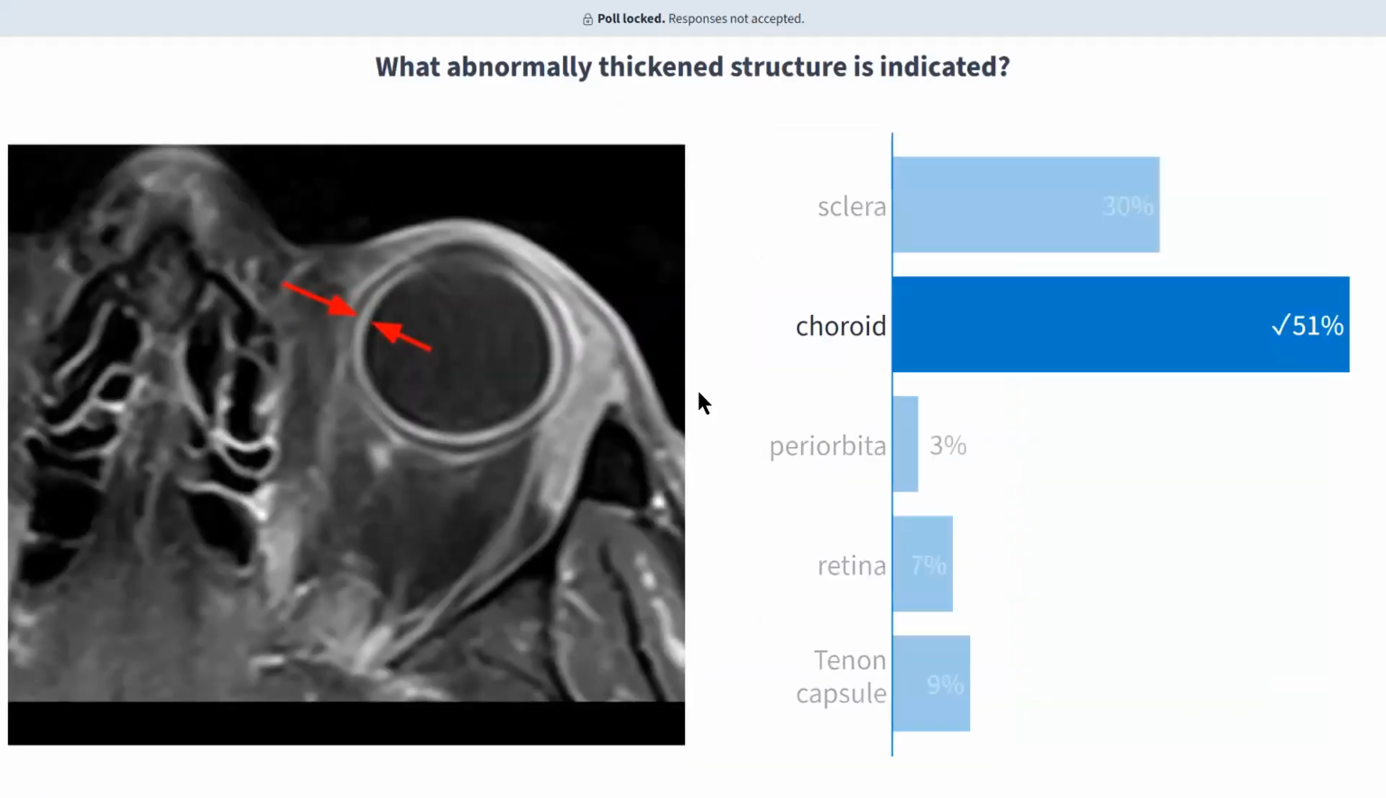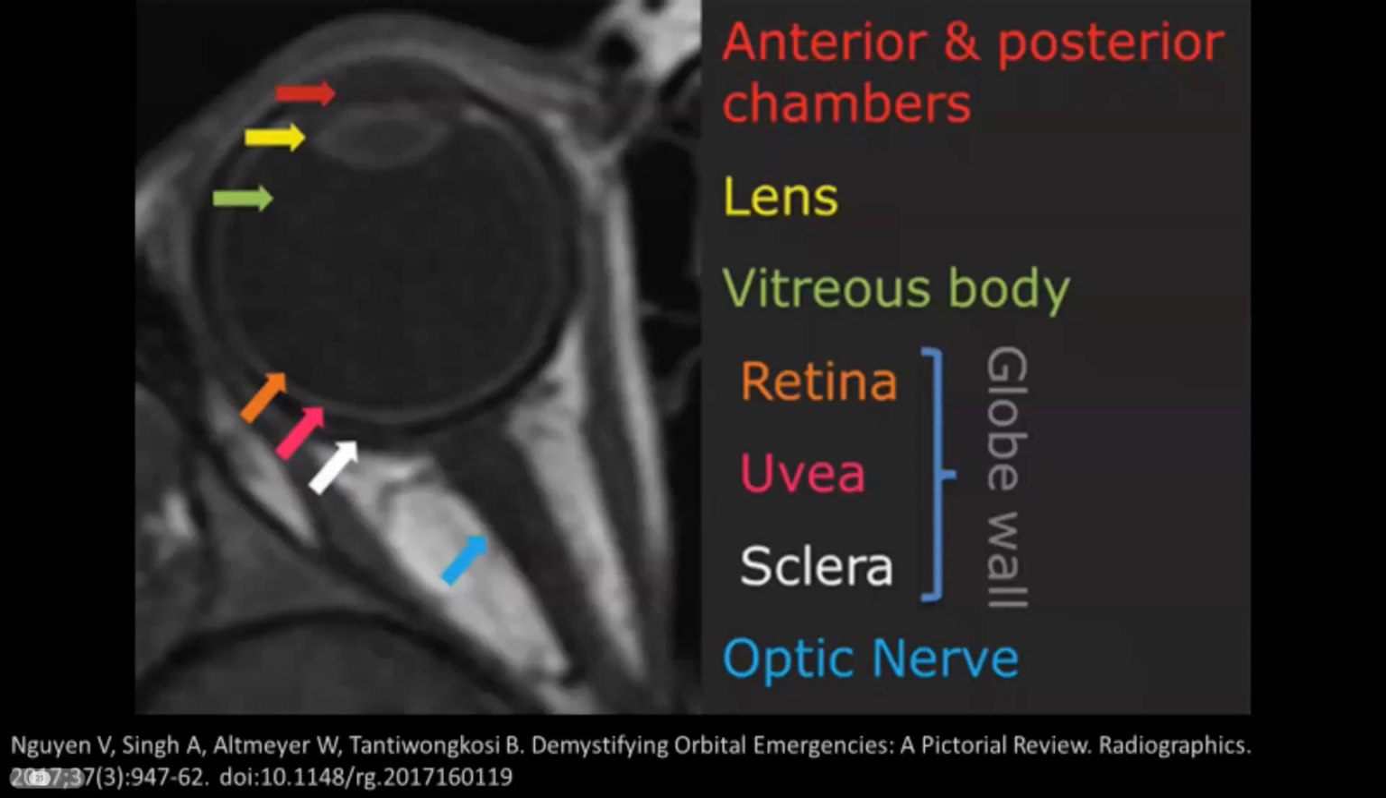All right, so a majority got the answer correct, which is choroid. And as I expected, the second most common answer was sclera. So let me show you the MR anatomy of the eyeball. This is a slightly different sequence, but it shows the layers of the eyeball still quite well. This is taken from a RadioGraphics paper on orbital emergencies.